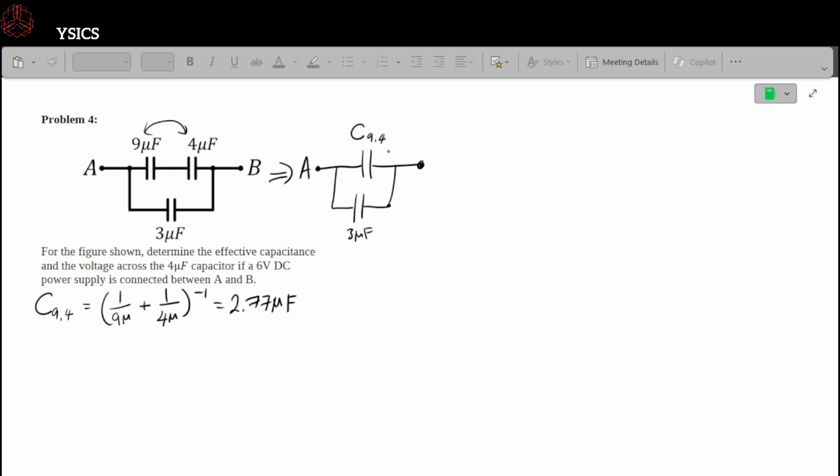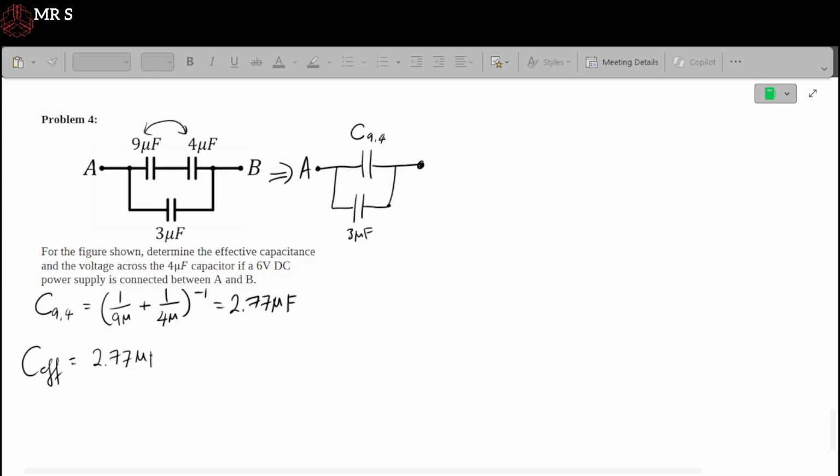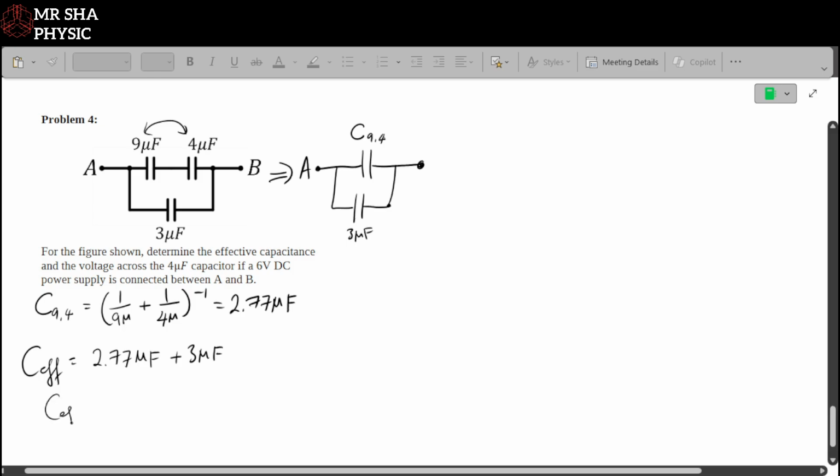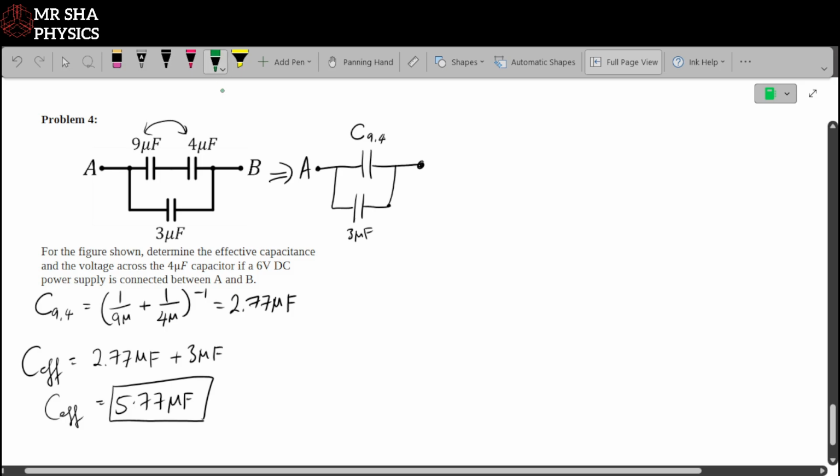And then of course I can just add them up. I will have an effective capacitance of 2.77 microfarads plus 3 microfarad, which gives me a final answer of 5.77 microfarad, and that's my answer for the first part. Okay, my answer for the first part of the effective capacitance is done. All right.